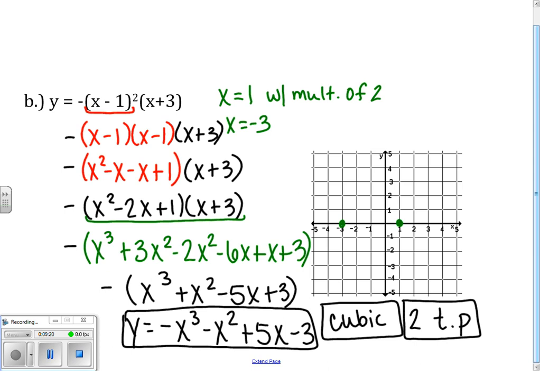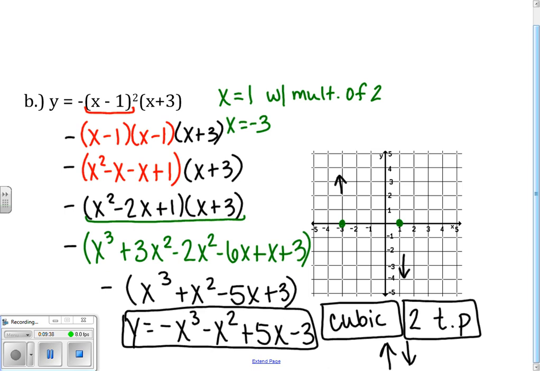That lead term is a negative and an odd. A negative and an odd has end behavior of up and down. Negative and odd, check that chart, is end behavior of up on the left and down on the right. So above my left endpoint, I put an up arrow. Below my right endpoint, I put a down arrow.